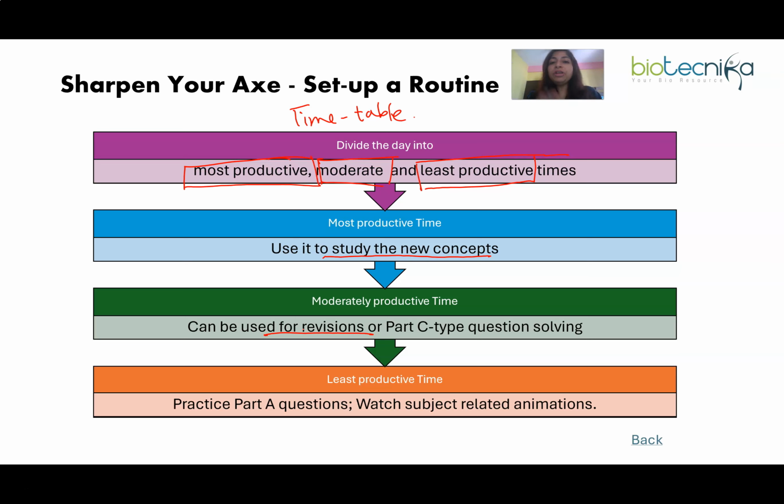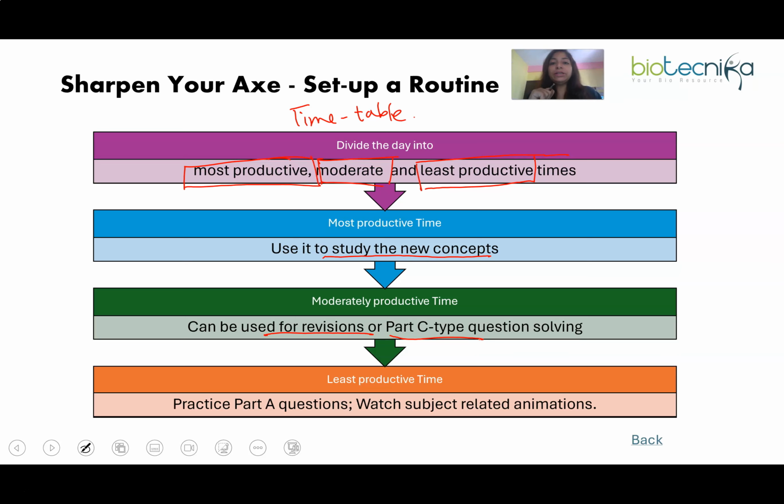Okay, so every day keep a slot for revision. So the moderately productive time, use it for revision and for solving the part C type questions especially, because part C is the area in the question paper which is most scoring.